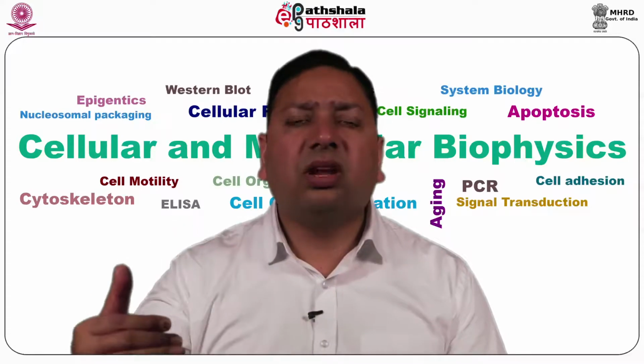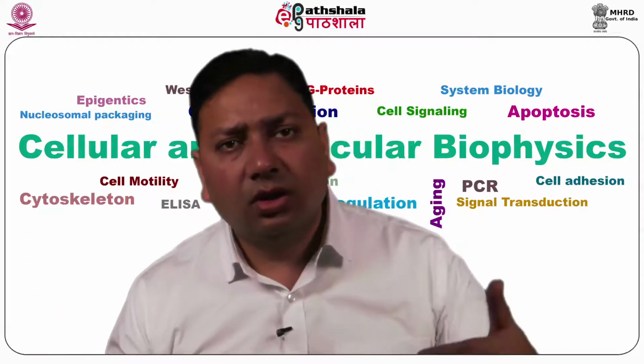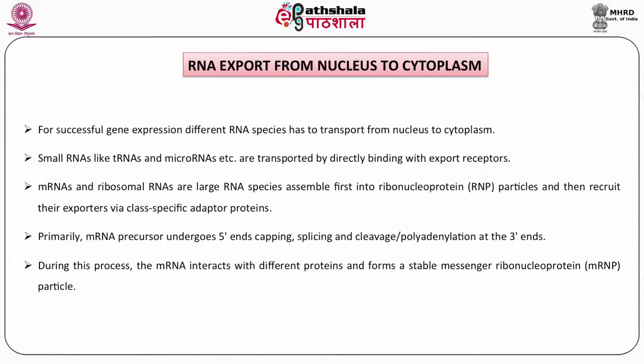Now coming to a bigger figure, which we call the RNA export from nucleus to cytoplasm. If you see, for successful gene expression, different RNA species have to be transported from the nucleus to the cytoplasm. Small RNAs like tRNA, microRNA, etc. are transported by directly binding with the export receptors. However, mRNA and ribosomal RNAs are larger RNA species which first assemble into a ribonucleoprotein particle, called the RNP particle, and then they recruit their exporter via class specific adapter proteins.